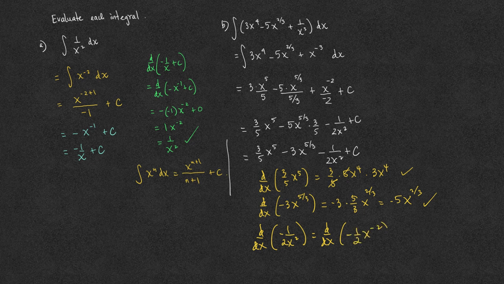And lastly, the derivative of negative 1 over 2x squared is the derivative of negative 1/2 x to the negative 2, and this is negative 1/2 times negative 2 times x to the negative 3. Simplifying this, we have x to the negative 3, or 1 over x cubed, and this checks out as well.